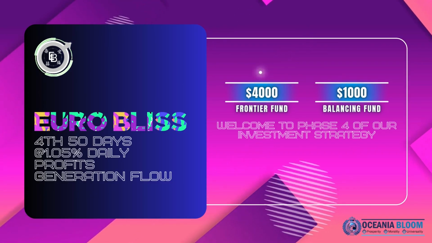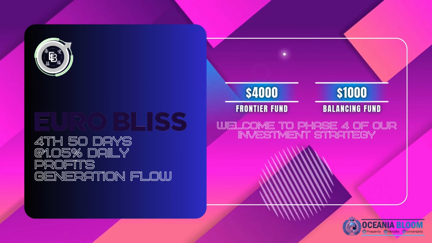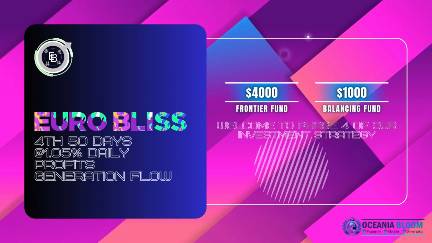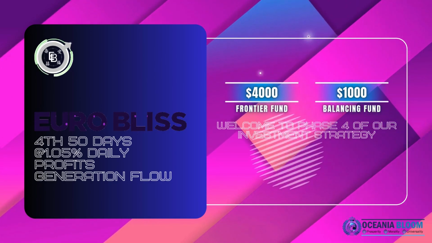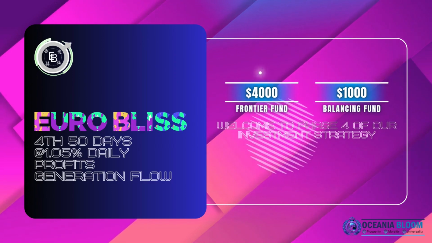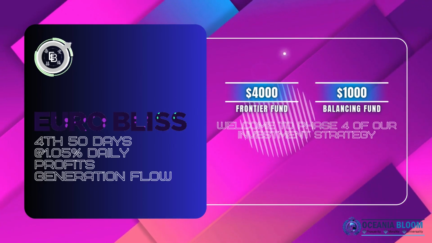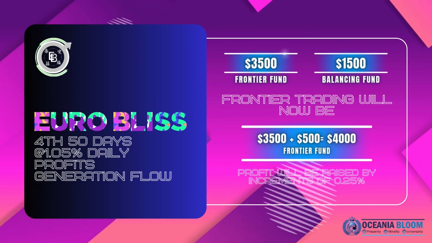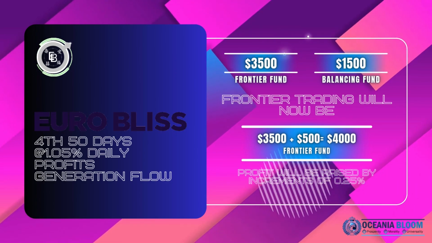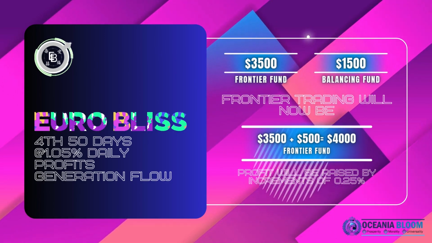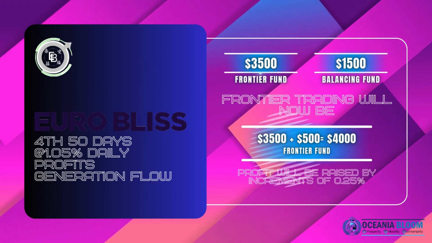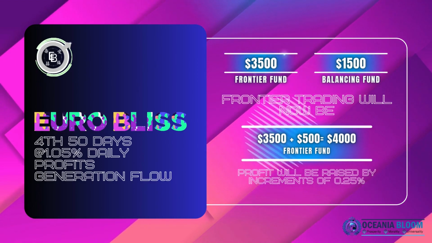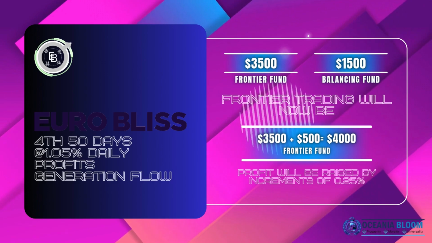After the third 50 days, i.e., fourth running and systematically 200 days of completion, 20% of the fund, i.e. $500, again will be automatically deducted from your balancing fund and will be added to your Frontier fund. So your Frontier trading will now be $3,500 plus $500 equals $4,000. And profit will be raised by increments of 25% for next 50 days. And this will keep going on systematically.